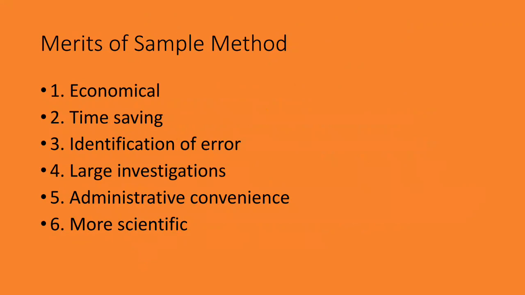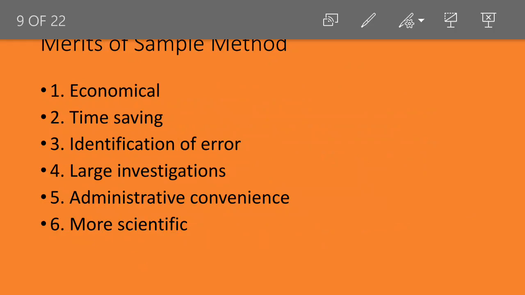Merits of sample method are: it is economical as it is not costly. It saves time also. Errors can be identified because for identification of error we can choose another few persons as samples, different from those earlier chosen. Large investigations can be possible through this method, and it is also convenient for the administration to use this method, and it is more scientific, because some steps and methods are followed under sampling.